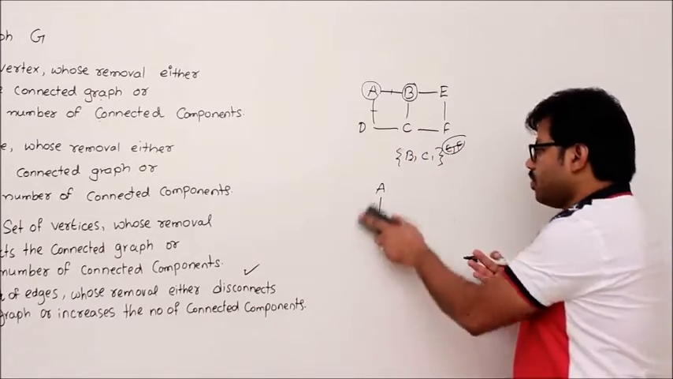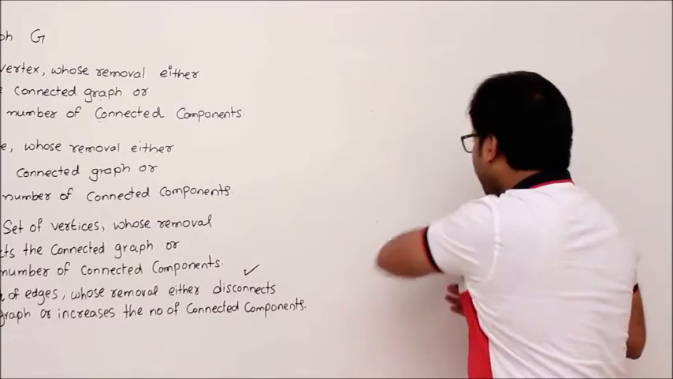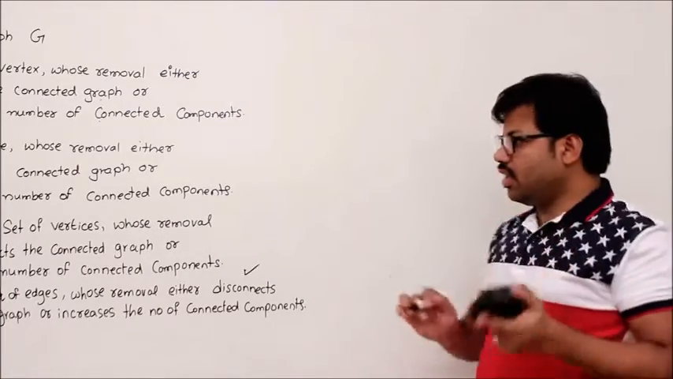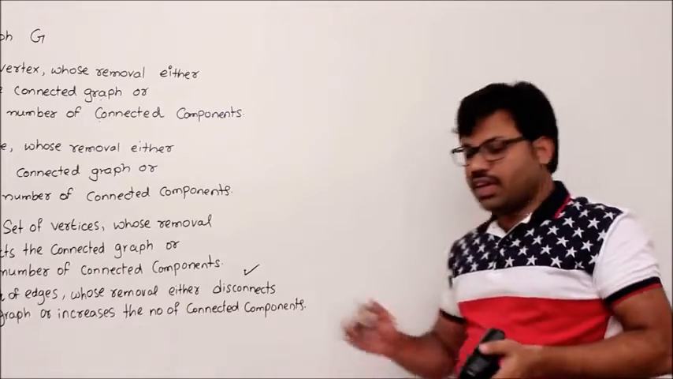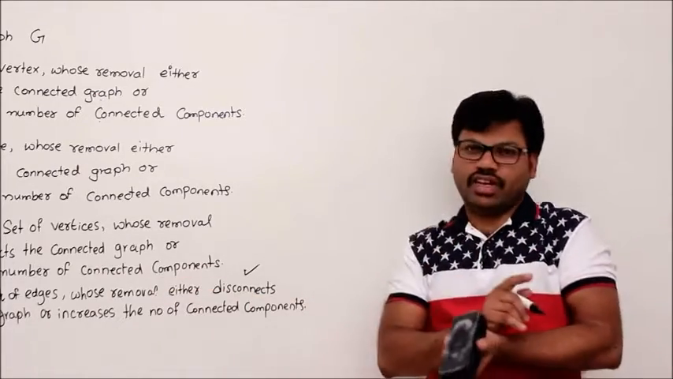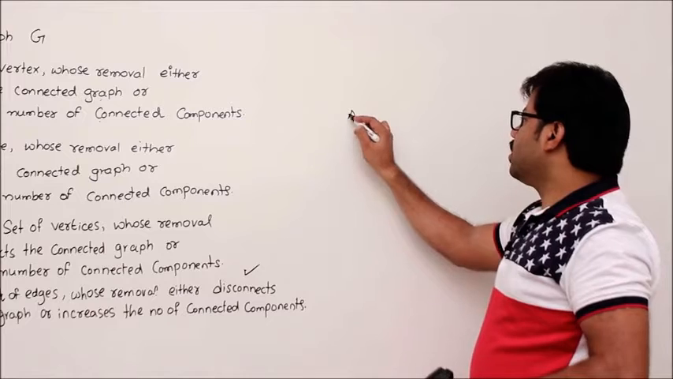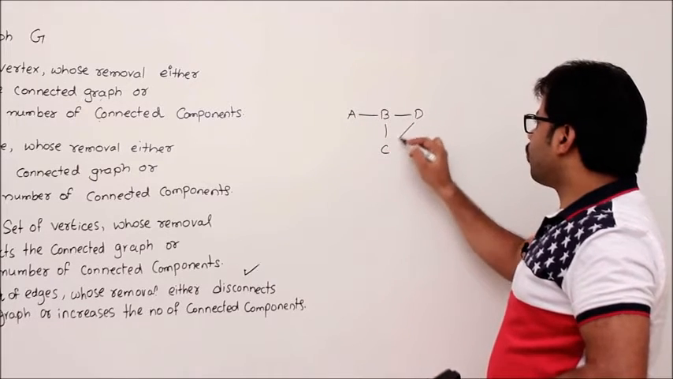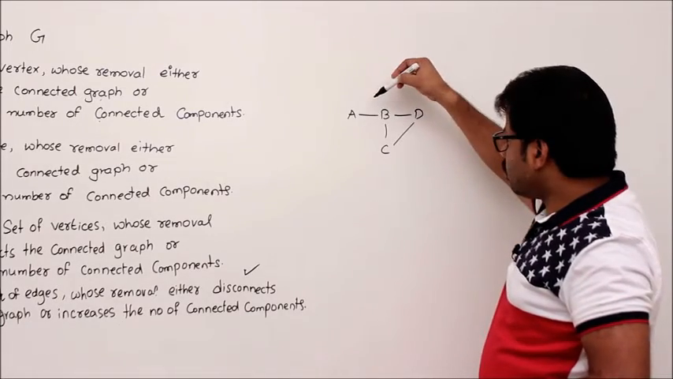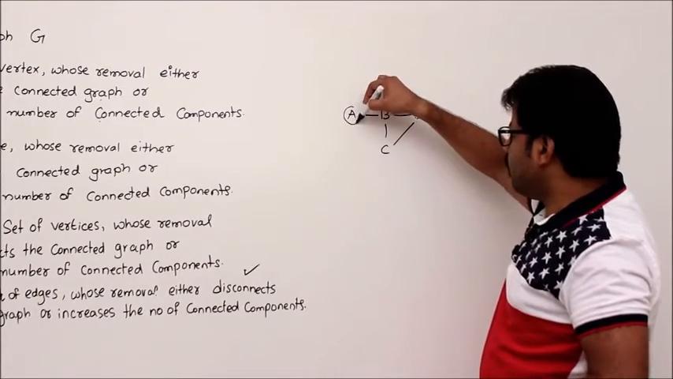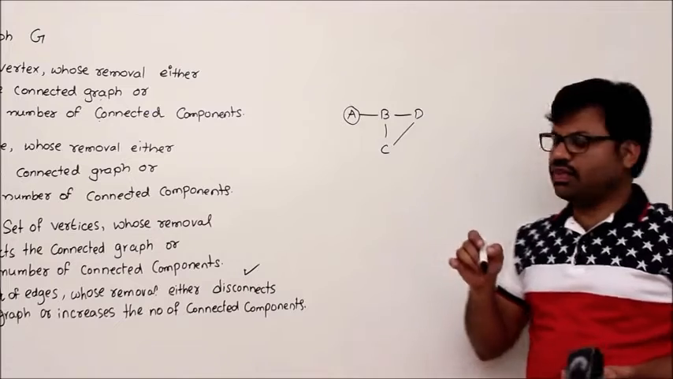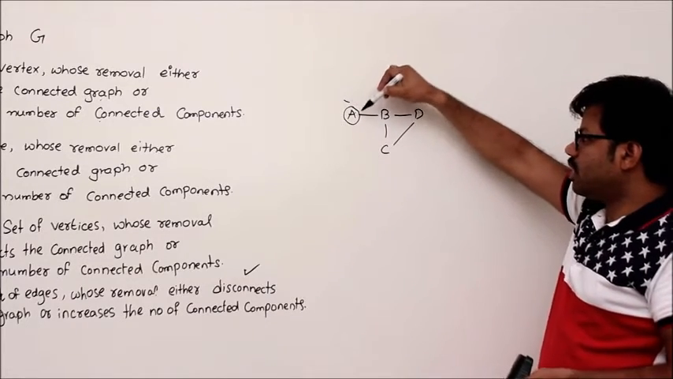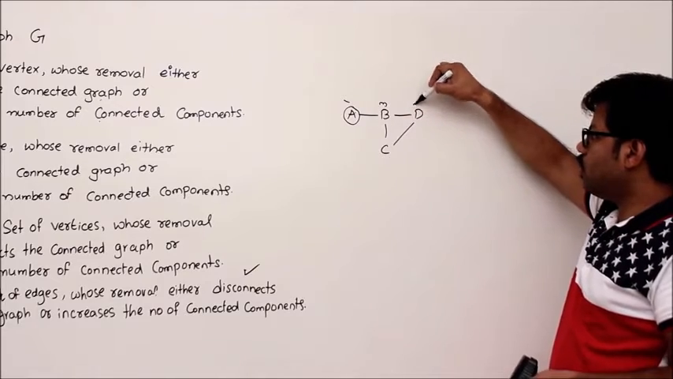Now, one important property of cut edge sets I will tell you. There is a relation between the cut edge set and the minimum degree of a graph. How? We'll see. For example, you have a graph like this: A, B, C, D. Let's say this is the minimum degree vertex. This is a graph. So what is its minimum degree? 1, right? Because the degrees are 1, 3, 2, 2.